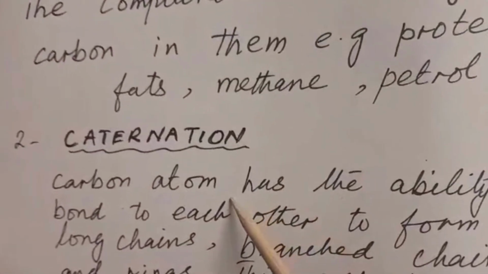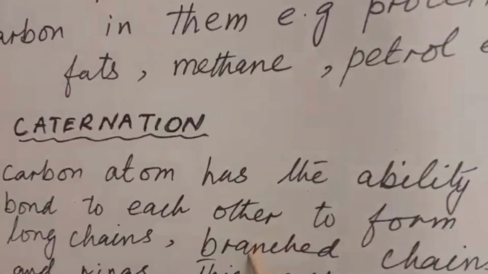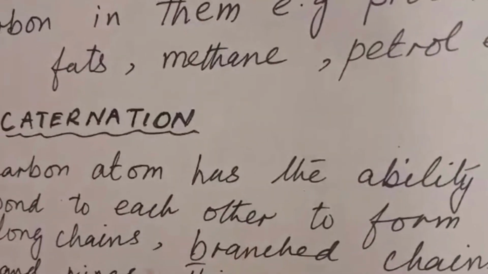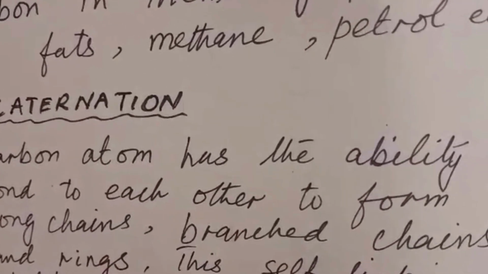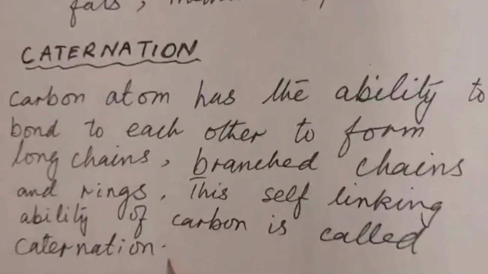Then another term is catenation. Catenation means the carbon has the ability to bond to each other to form long chains, branch chains, and rings, which are the closed chains of organic compounds. This self-linking ability of carbon is called catenation.